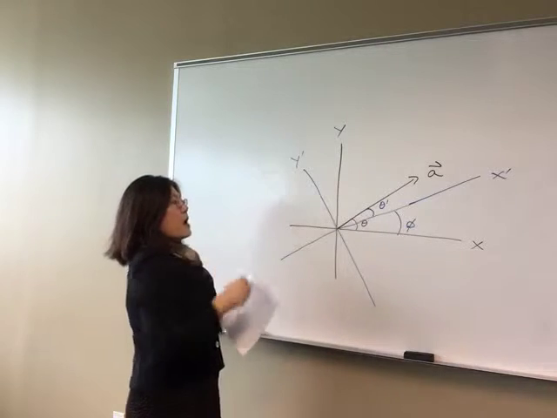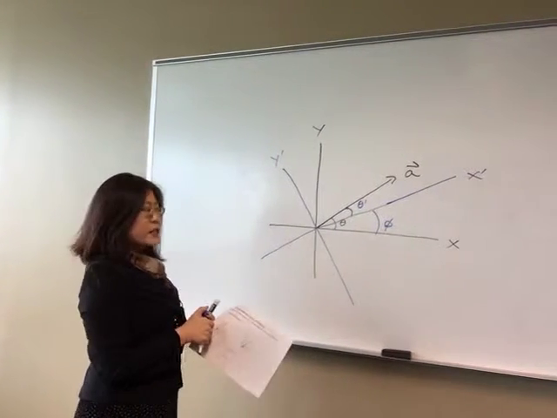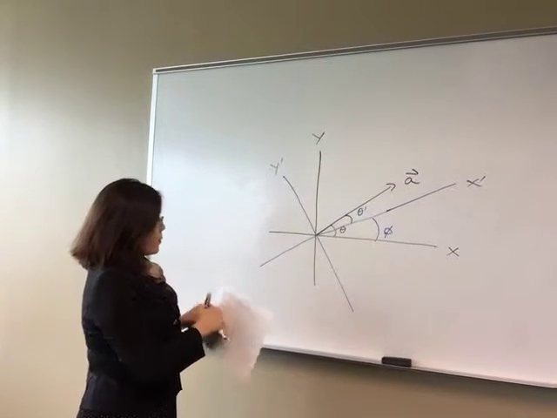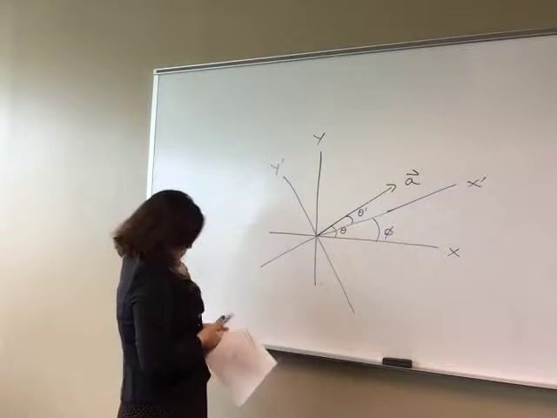In that case, let's look at how we express this vector in two different coordinate systems. In black, in the old coordinate system, your A.